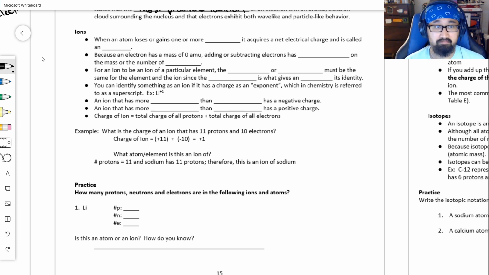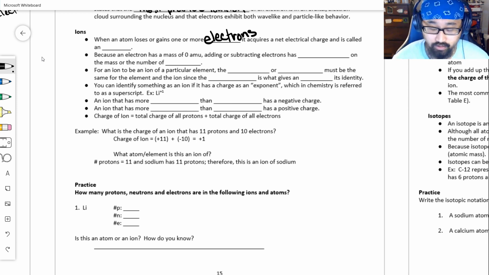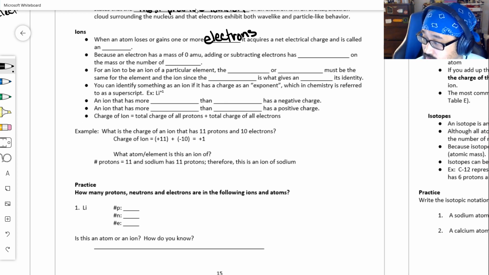Atoms are interesting, or maybe not interesting, because they have no charge. So the number of protons equals the number of electrons. However, that will not always be the case. When you have an ion, this first bullet point is the definition of an ion. When you have an atom that loses one or more electrons, then it acquires a net electrical charge. It gets a charge that is not zero, basically. And at that point, we call it an ion.